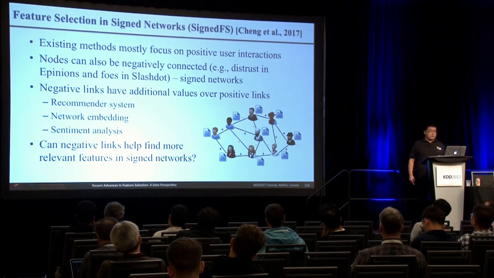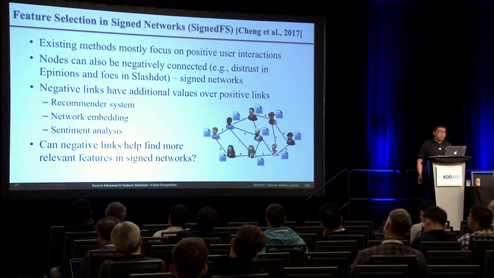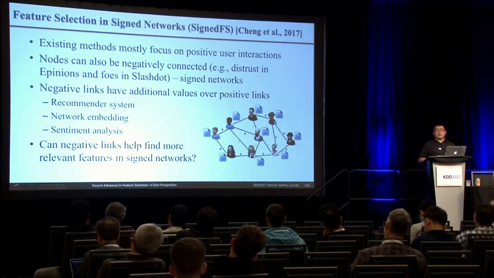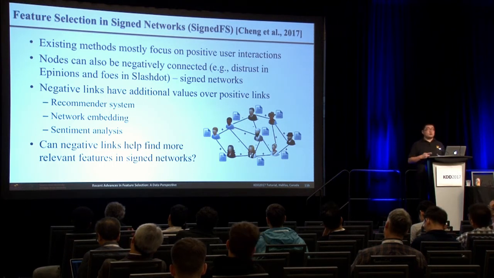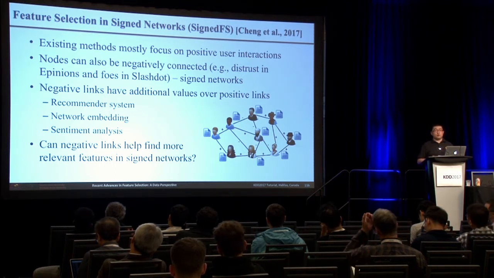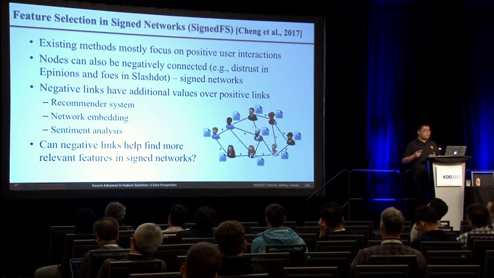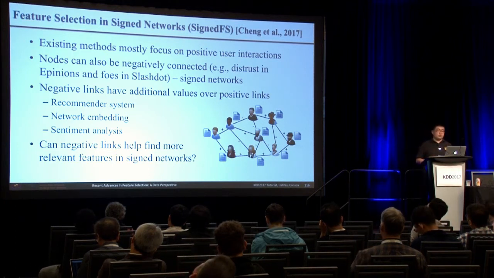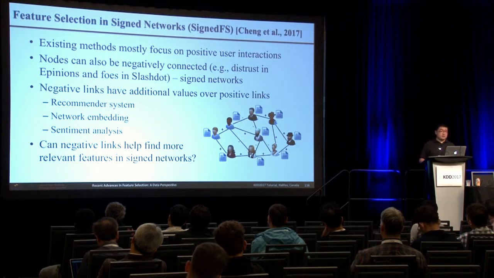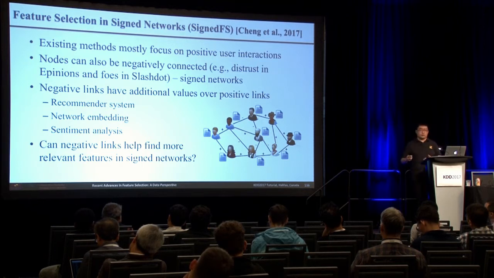Most previous methods only consider the positive user interactions. But in addition to that, nodes in the network can also be negatively correlated. For example, in addition to trust relations, we may also have distrust relations in some product review websites, such as Epinions. And in addition to friendship relations, we may have foe relations in many social networking platforms. We refer to such networks with both positive and negative links as signed social networks.